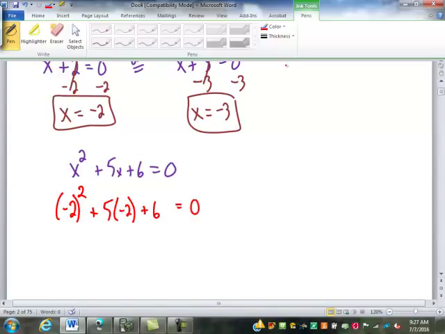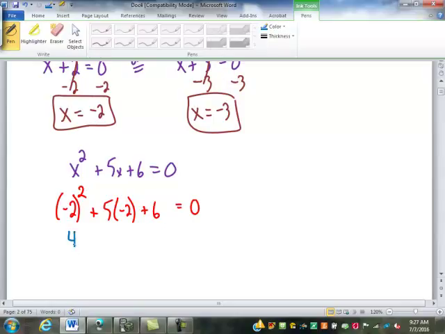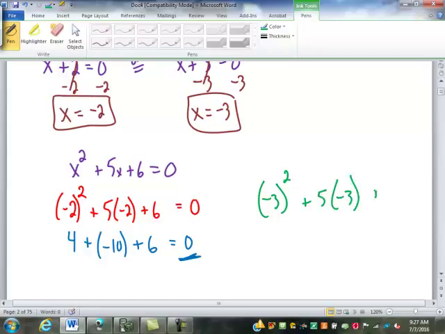We're testing to see if that equals 0. Negative 2 squared is a positive 4. 5 times negative 2 is a negative 10. We have our positive 6. Well, 4, negative 10, and 6 combine to make 0. So that works. The negative 2 works. Let's try the negative 3. So negative 3 squared plus 5 times negative 3 plus 6. We're testing to see if that equals 0.